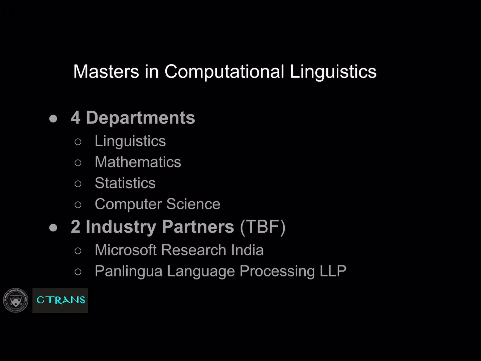Let's come to the structure of the program itself. I'll give you a brief overview of the structure. There are 4 departments collaborating for this program: linguistics, mathematics, statistics, and computer science. Linguistics is the coordinating department, and the 3 other departments will contribute equally in the teaching of the courses in the program. We also have some industry partners. They may or may not be formal partners, but we have faculty from Microsoft Research India and Panlink, and a couple of other people that we are already in conversation with, who would like to come on board and co-teach the courses in this program. This partnering primarily would mean that we would have regular lectures and courses being offered by people working in these different companies.